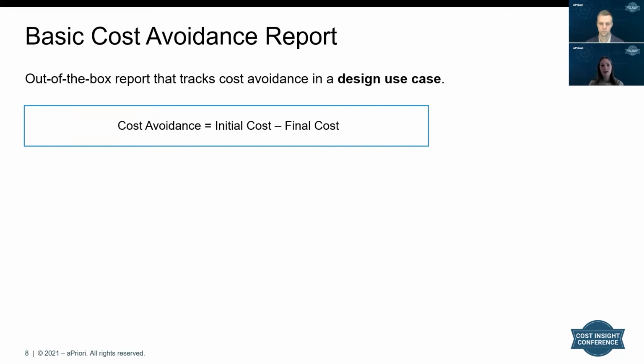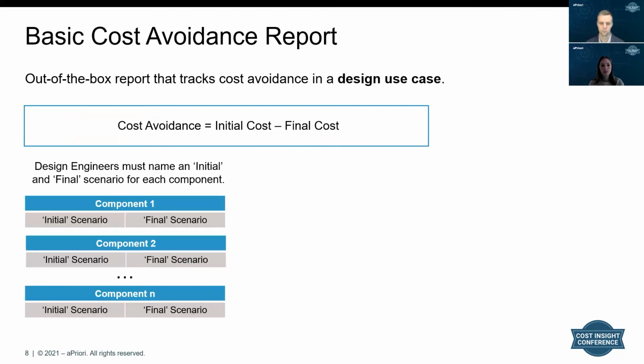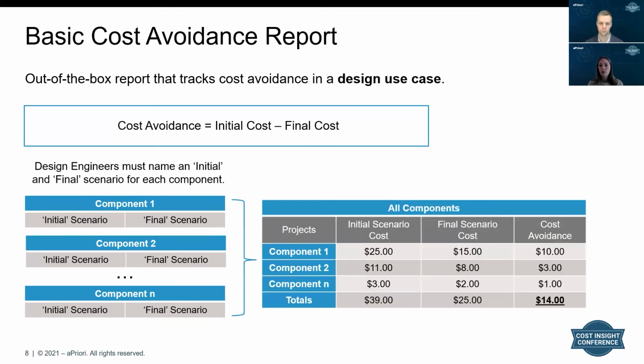So how does the basic cost avoidance report work? Design engineers must name an initial and final scenario for each component they'd like to include in the report. Cost Insight Report surveys all the costed components. It looks for an initial and final scenario for each component, calculates cost avoidance on the component level, and then aggregates cost avoidance across all costed components.